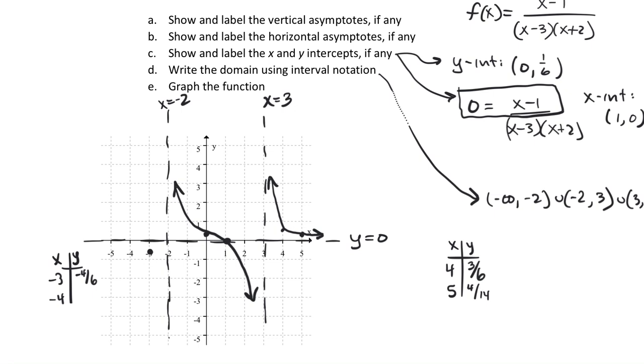That's right about there. For negative 4, negative 4 minus 1 is negative 5. In the denominator, we have negative 4 minus 3, it's negative 7. Negative 4 plus 2 is negative 2. Negative 7 times negative 2 is 14. Negative 5/14. It's right about there. So that graph looks like that.